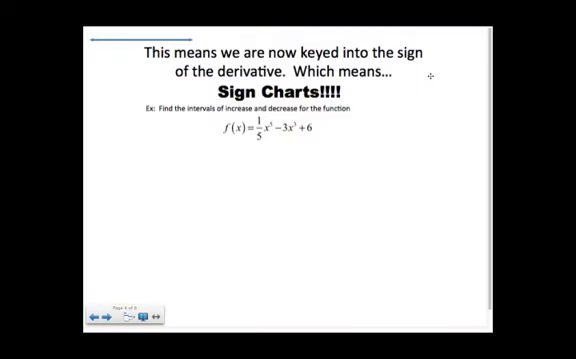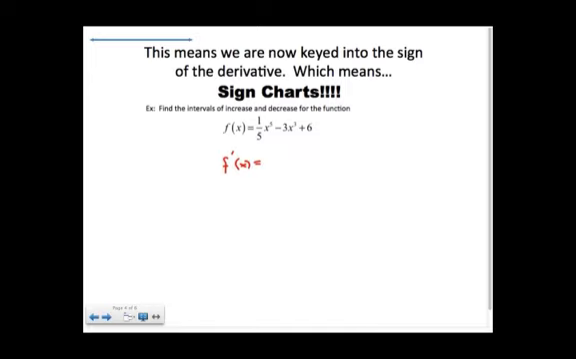We've been using f prime of x just to find slopes in the last unit, but now we're going to be interested in analyzing f prime as a function. In this case, we're going to analyze its sign, which means we're going to be involved with sign charts now. So here's an example. Find the intervals of increase and decrease for this function, 1/5 x to the 5th minus 3x cubed plus 6. So we need to analyze the sign of the first derivative to do that.